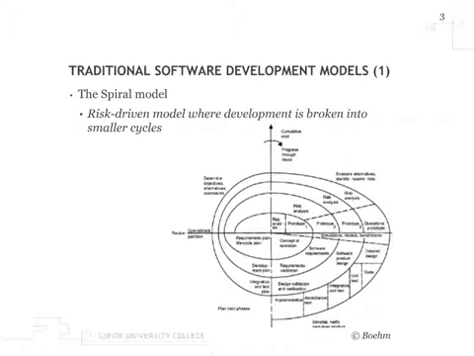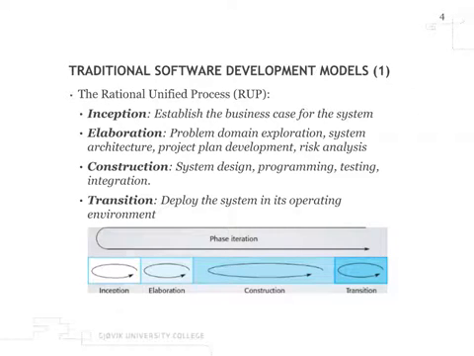Okay, moving on from the spiral model, we are starting to talk about more flexible models like RUP, the Rational Unified Process. The Rational Unified Process is more a software process framework. So there are some stages of a process that are defined in it, like inception, where you establish the business case for the system.